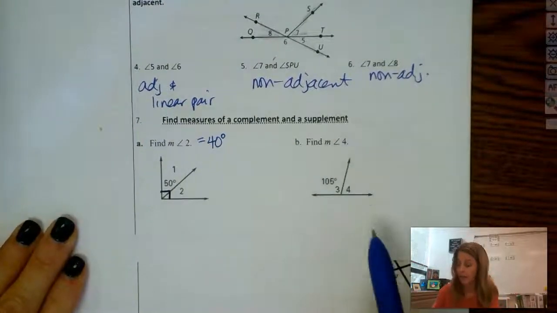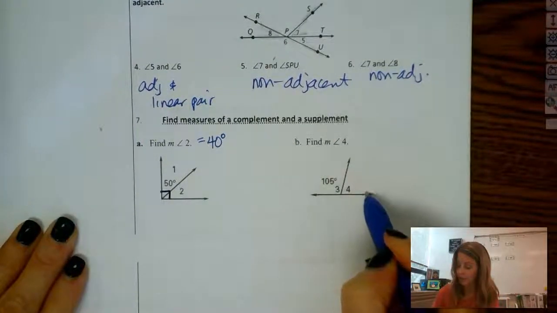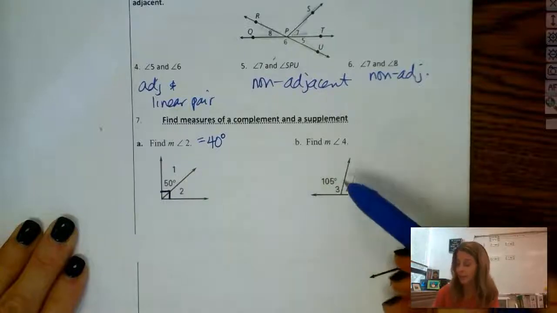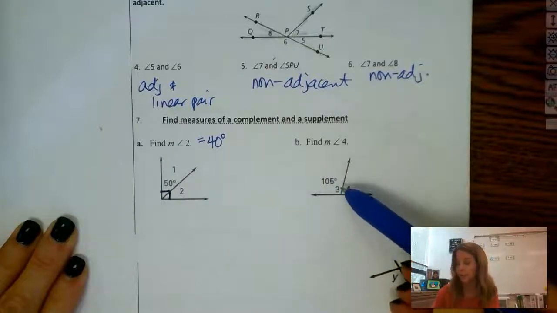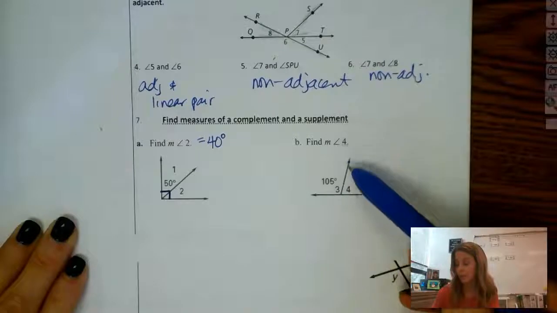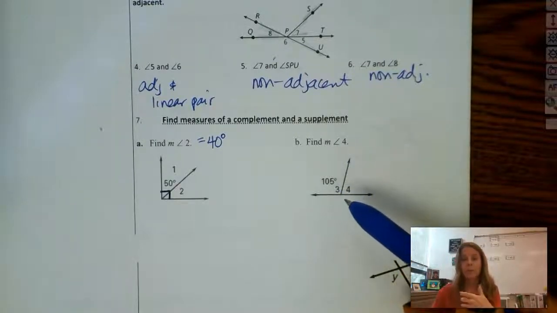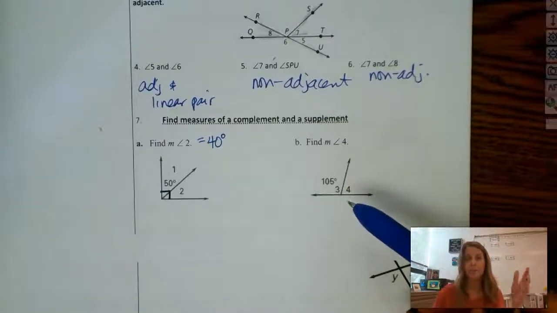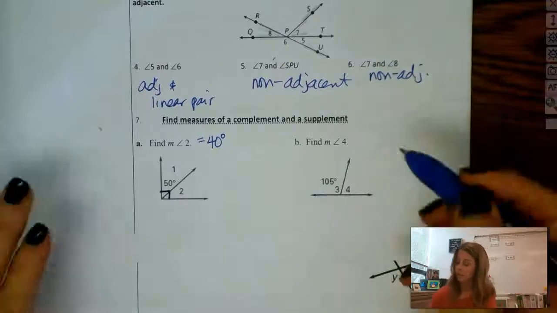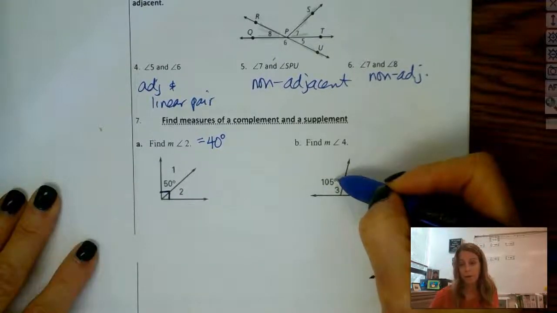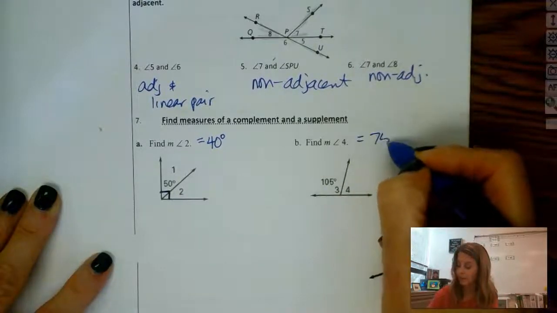Letter B. I know that this is a linear pair. I've got a straight line, I've got 2 angles that are adjacent. So I want to find the supplement, the measure of angle 4. I want to find the supplement of 105. So what is the angle that when I add 105 to it, I get up to 180? If you do 180 minus 105, we should get 75 degrees.